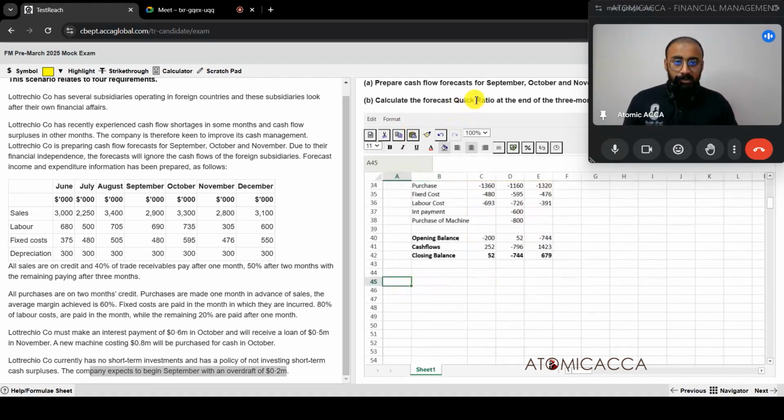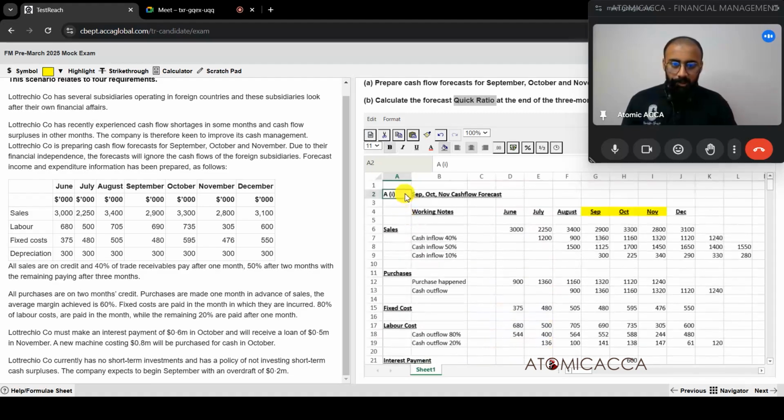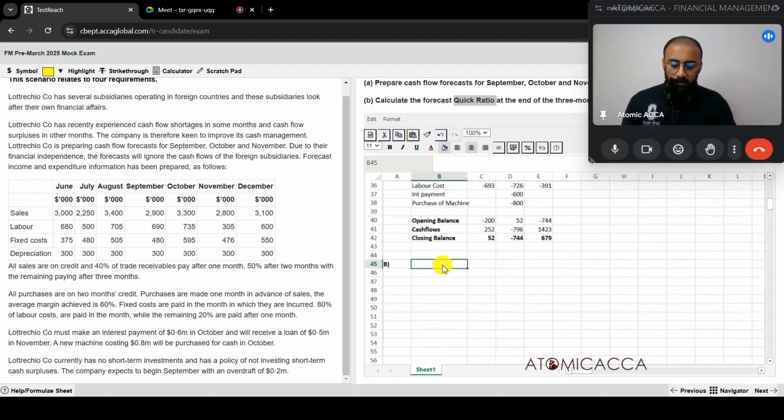Next question we have over here is they want to calculate quick ratio at the end of the 3-month period. So B question. The other one was not A1, it is only A. So B question was asking to calculate quick ratio for November, that is the end of the 3 months. Now what is the quick ratio formula? It is equal to current assets minus inventory divided by current liabilities.